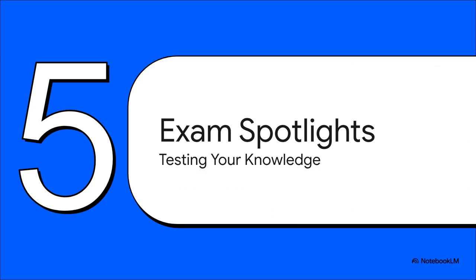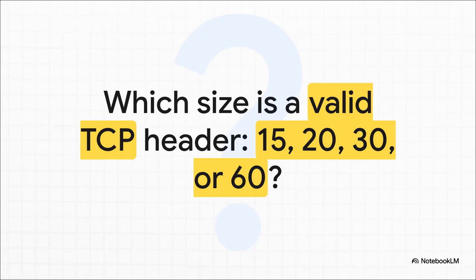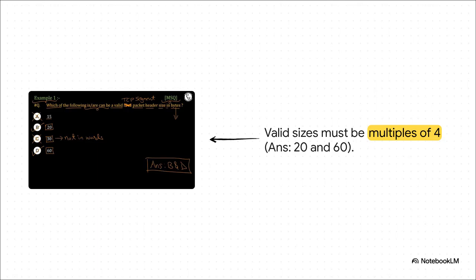All right, let's put it all together. Section 5, Exam Spotlights. Here is a classic multiple select question for you. Which of the following values can be a valid TCP packet header size in bytes? 15, 20, 30, or 60? I want you to think really carefully about that multiplication rule we just established before I give away the solution. If you remember the HLEN times 4 rule, this question is an absolute breeze. Because the header size has to be calculated by multiplying an integer of words by 4 bytes, valid byte sizes must always, without exception, be multiples of 4.